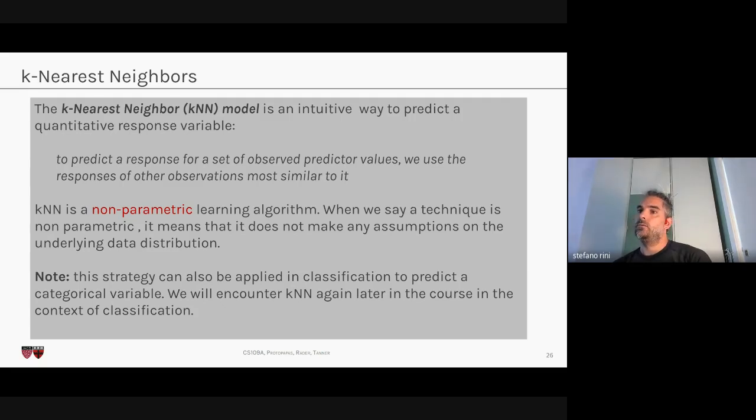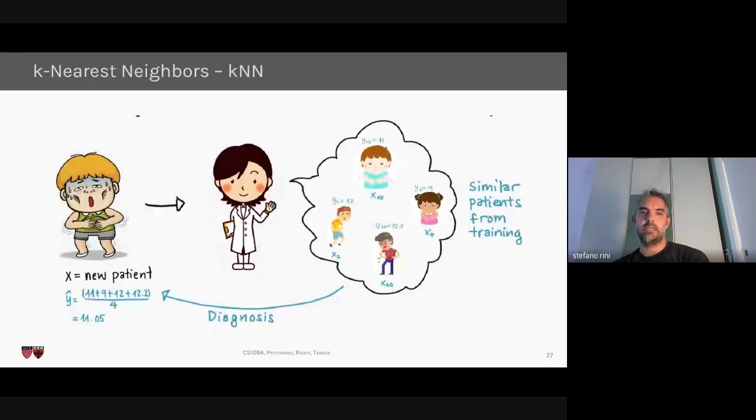And one thing is that in this case, we are producing a response which is a continuous variable. This algorithm is also able to predict categorical variables, so responses y that are in a certain category. We're going to see this later, and it can be used for classification. This is another problem that we're going to see later. And the k-nearest neighbor is also very intuitive as an algorithm from this point of view.